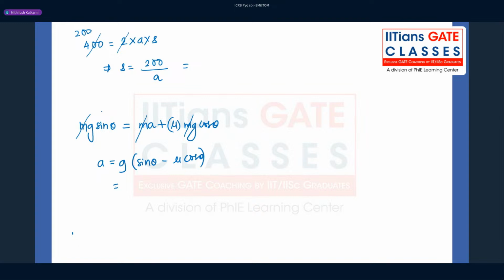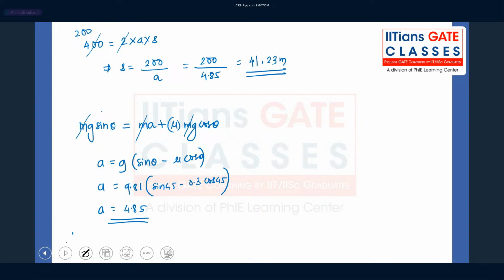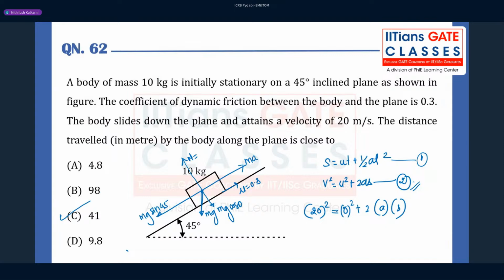Theta is 45 in this case, so 9.81 into sine of 45 minus 0.3 into cos of 45. Sine 45 is equal to cos of 45, which is 1 by root 2. And if you solve it, the acceleration will end up with a 4.85. So 200 divided by 4.85 gives you the 41.23 meters as the answer. So the correct option is option C in this case.